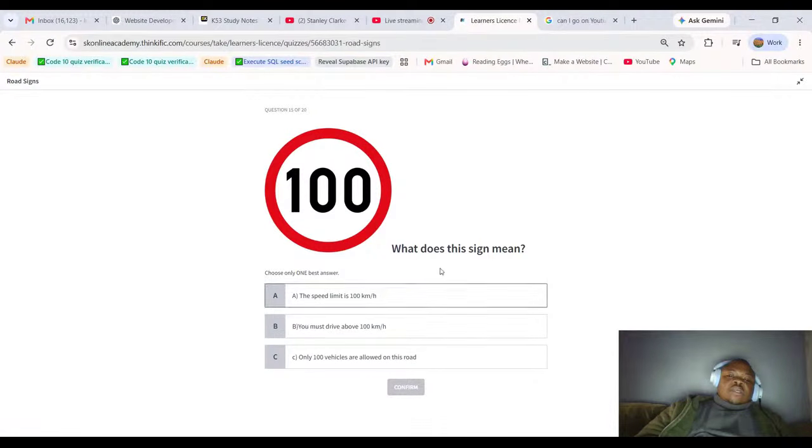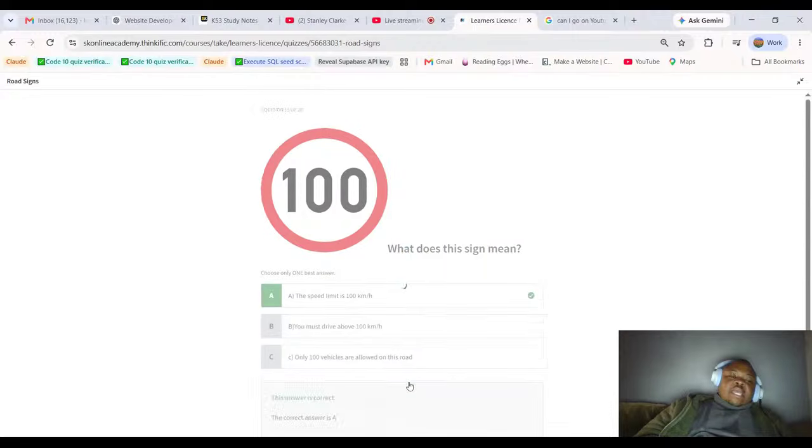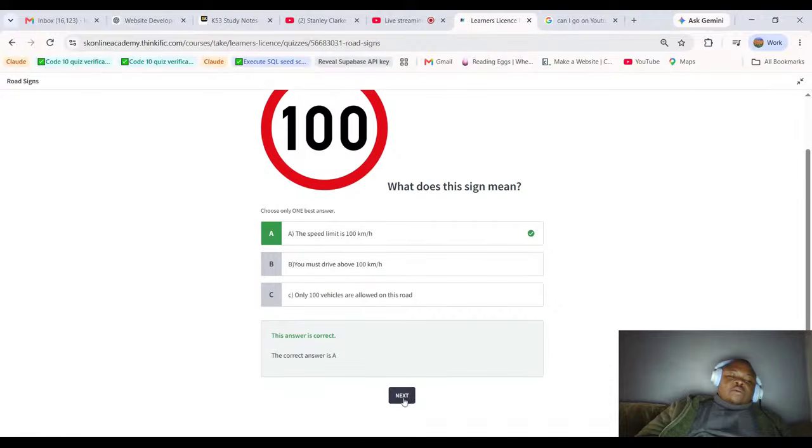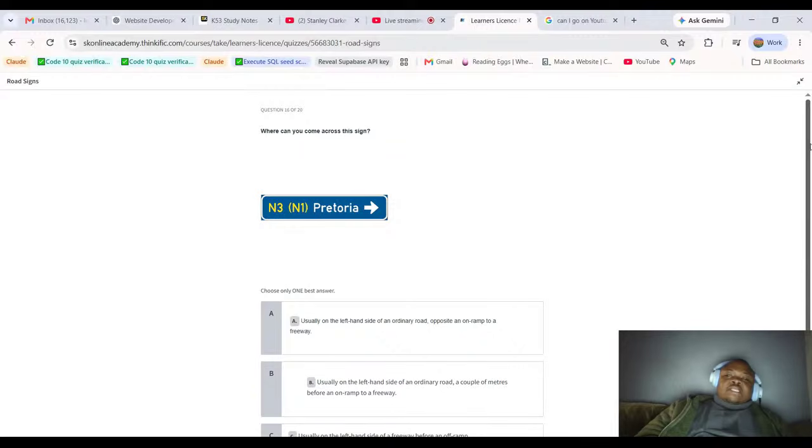Next question. What does this sign mean? Is it A, the speed limit is 100 kilometers an hour? B, you must drive above 100 kilometers an hour? Or C, only 100 vehicles are allowed on this road? Okay, A it is. And you guys are absolutely correct. That is a speed limit sign.